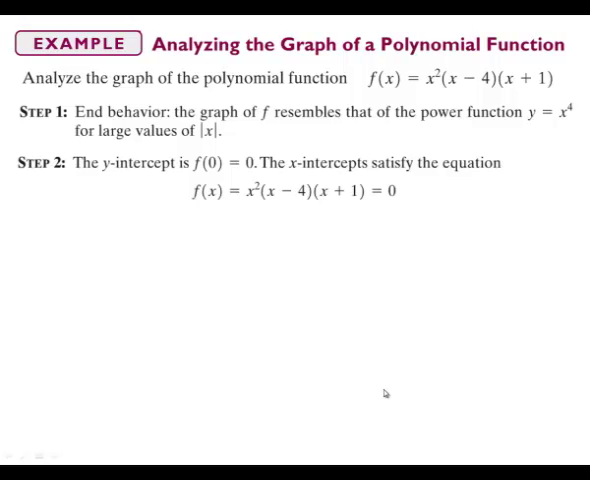Excuse me, for the y-intercept, you put 0 in for x. Well, 0 times anything is going to be 0, so right away, when you see a 0 outside the parentheses, then you know that it's going to be 0, 0. Okay, so our y-intercept is going to be 0, 0. That'd be like 0 times negative 4 times 1. Well, 0 times negative 4 times 1 is 0.